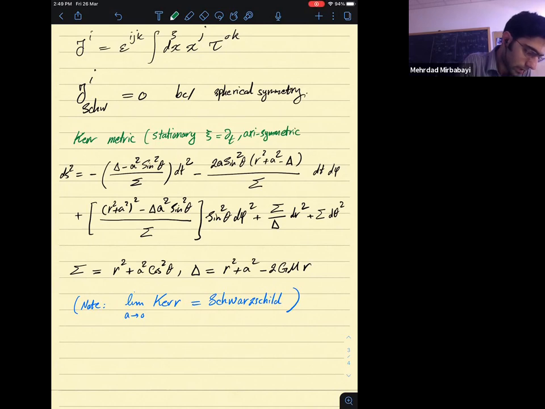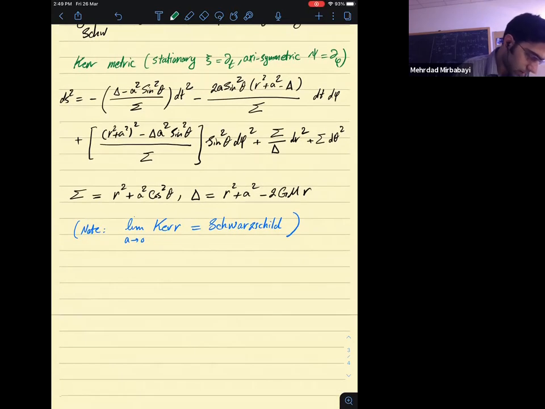So it has another isometry vector, psi, which is d phi. Let me just mention this. I don't know if Paolo talked about isometries or isometry vectors.